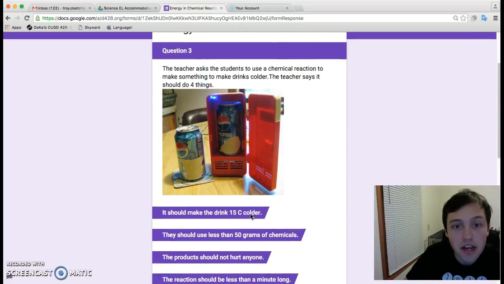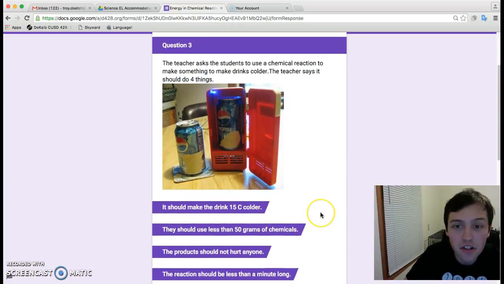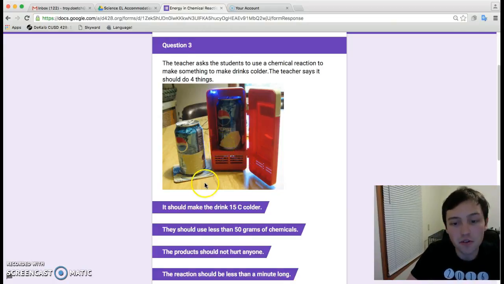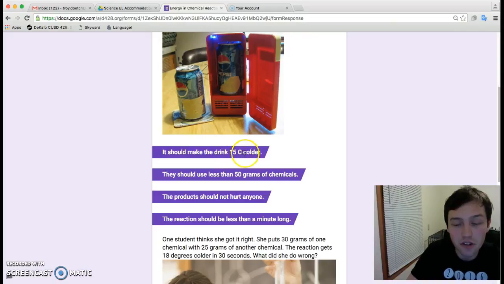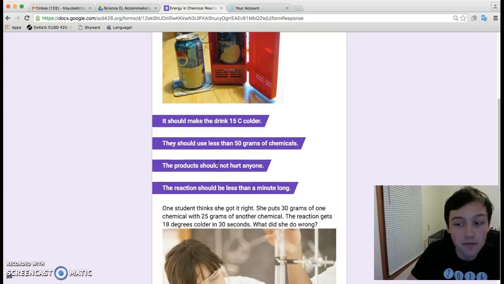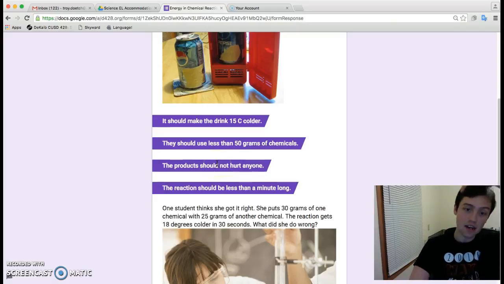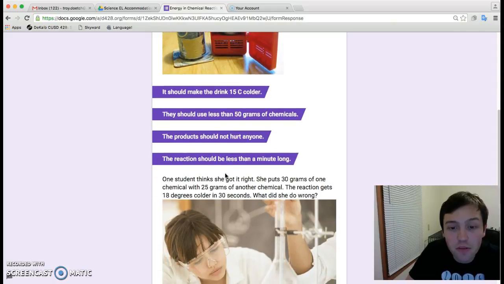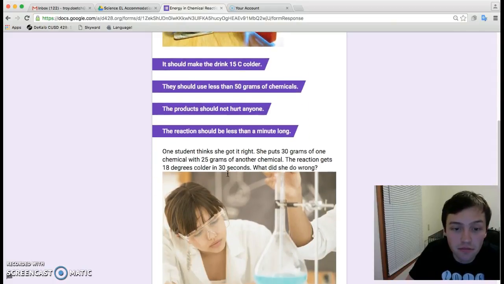So question 3, the teacher asks the students to use a chemical reaction to make something to make drinks colder. Something like this that would make drinks colder. The teacher says it should do 4 things. It should make the drink 15 degrees colder. They should use less than 50 grams of chemicals. The products should not hurt anyone. The reaction should be less than a minute long.